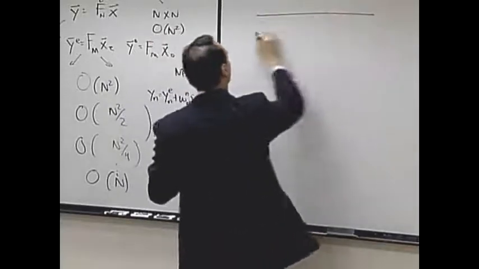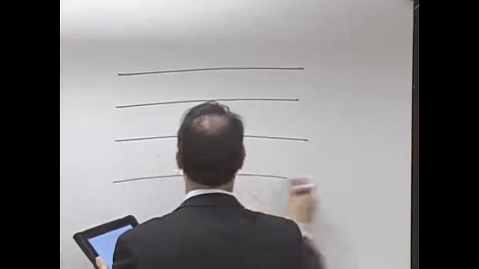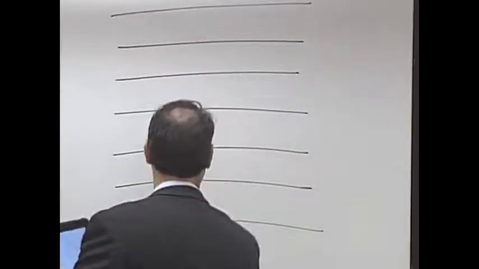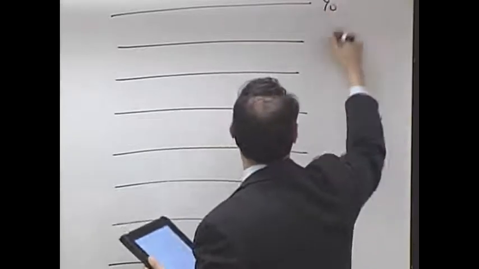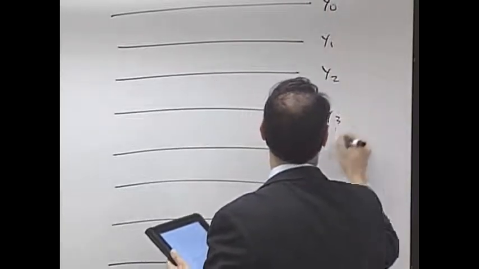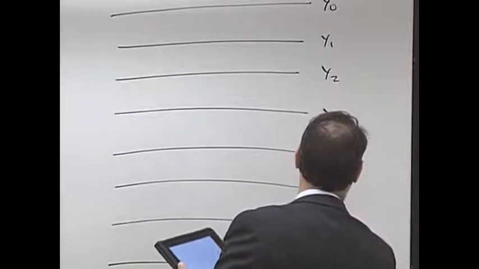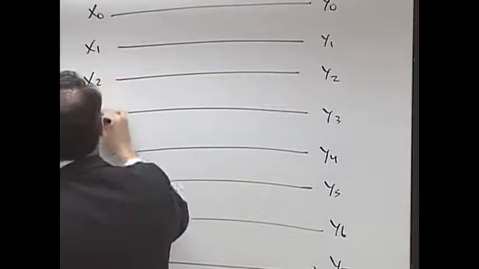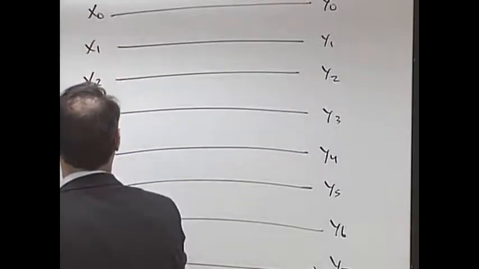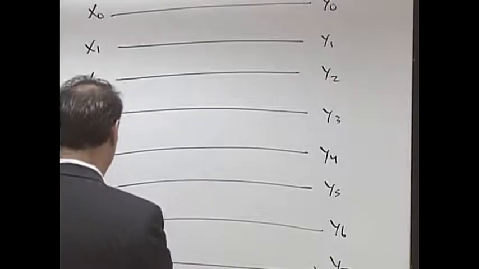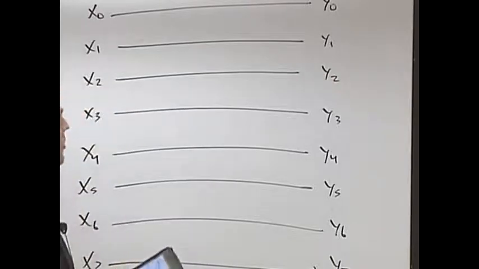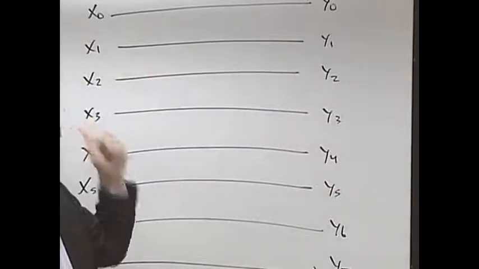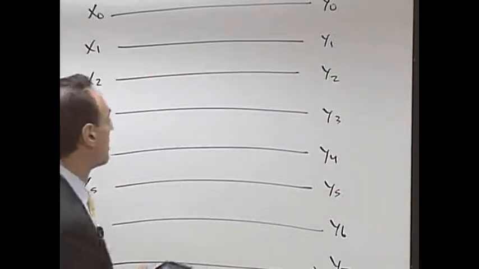Let me draw some lines here, and this is going to be for 8 coefficients. 1, 2, 3, 4, 5, 6, 7, 8. And over here, I'll have y0, y1, y2, y3, y4, y5, y6, y7. Over here, x0, x1, x2, x3, x4, x5, x6, x7. What I want to do is take information here and bring it back up. Okay? How does it work?